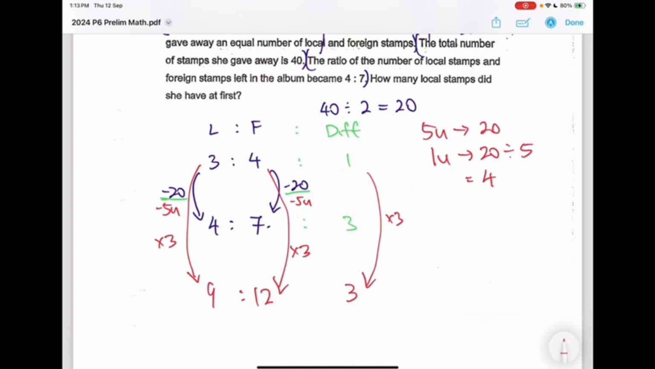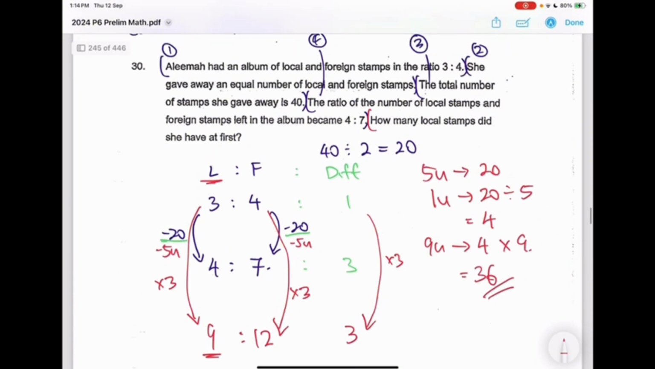Now, let's look at the main question. It says, how many local stamps did she have at first? Looking at the local stamps, I know that at first she had 9 units. So 9 units would just be 4 multiplied by 9, and that would give me 36. And this is your answer for question number 30.